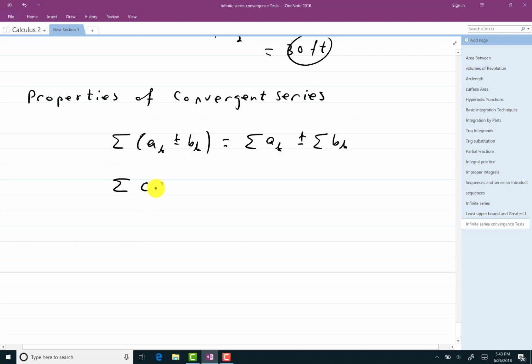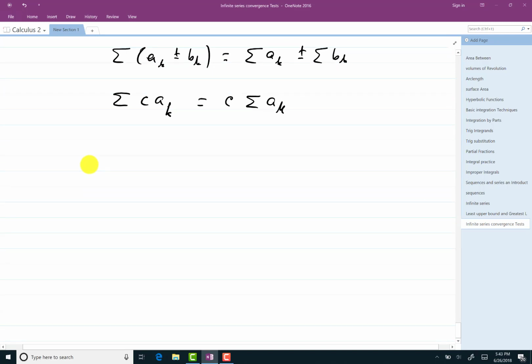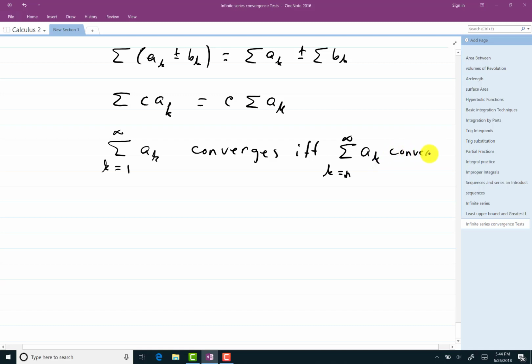Some of it may, but most of it won't. If I have a c times a sub k, c is a constant, I can factor the c in front of the series. And then probably the biggest one is this: if you started somewhere, let's say k equals 1 to infinity of a sub k converges if and only if the sum from k equals n to infinity of a sub k converges for every n.